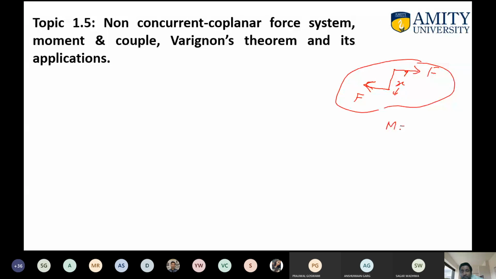So it has a rotational tendency from this point, so it will rotate in the clockwise direction. So sense is like that, clockwise. You can see when the sense is clockwise, we can say that moment will be negative. That will be minus F into X. So this is the couple. So we are talking here about Varignon's theorem right now.